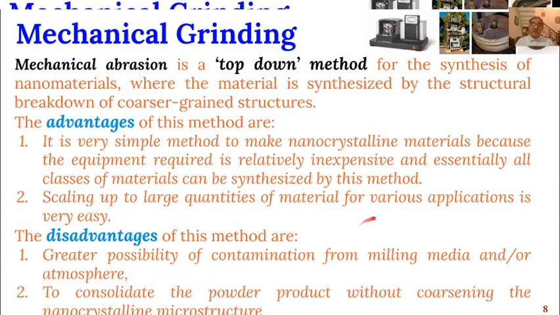But the disadvantage is that there is a possibility of contamination when we will be doing mechanical grinding, and that means some impurities will enter the nanomaterial. Then to consolidate the powder product without coarsening the nanocrystalline microstructure is also a disadvantage.